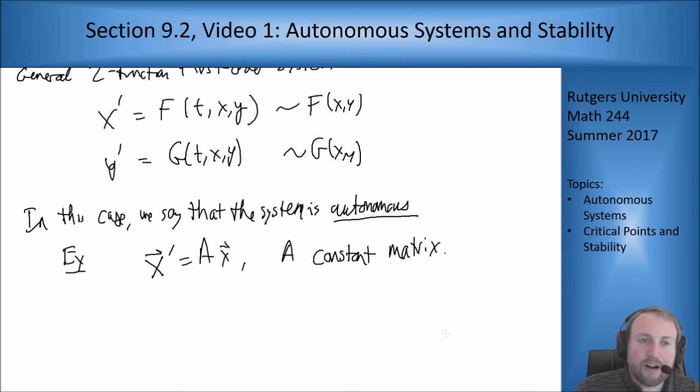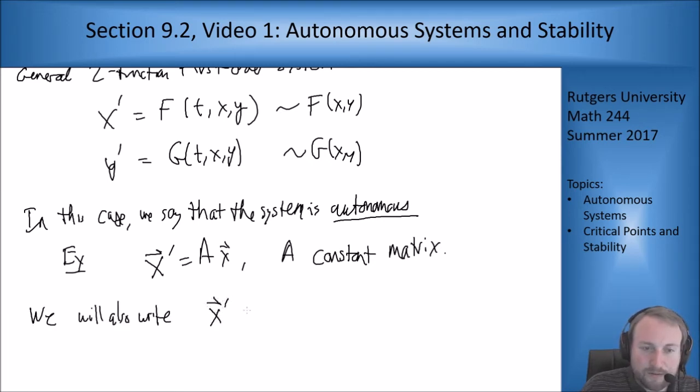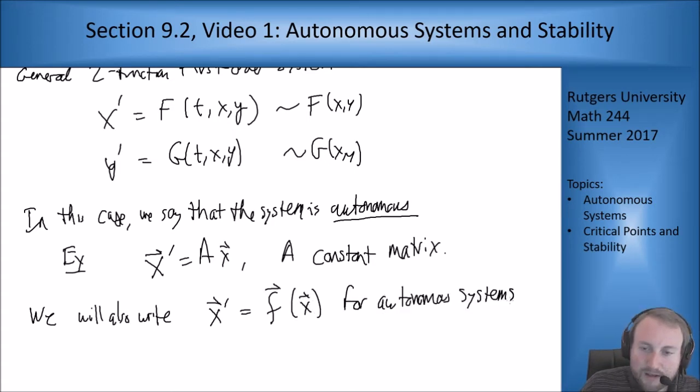In another form of notation, we will also write x vector prime equals f vector of x for autonomous systems. We basically just collapse the x prime and y prime into a vector, the x and y into a vector, and then the functions f and g into a vector, and get something that looks like this. This is what they would consider a general form for autonomous systems in the linear or nonlinear case, and this here was our general linear autonomous system.